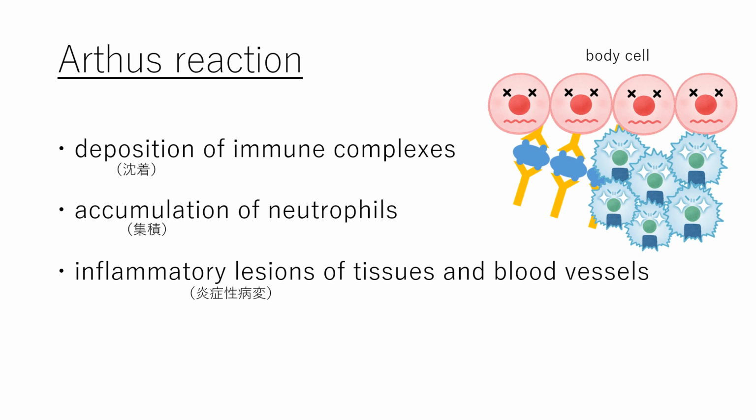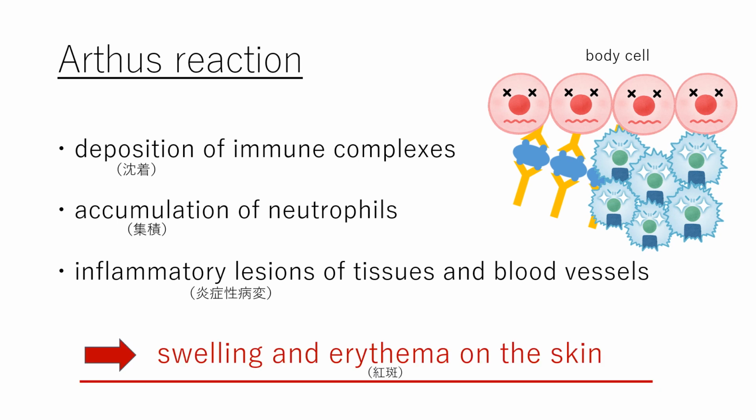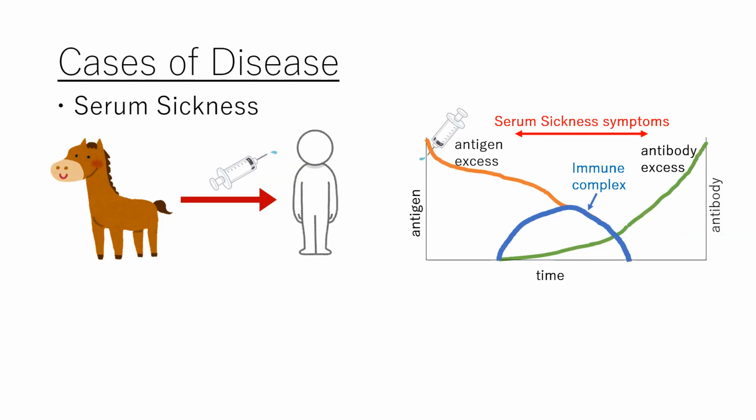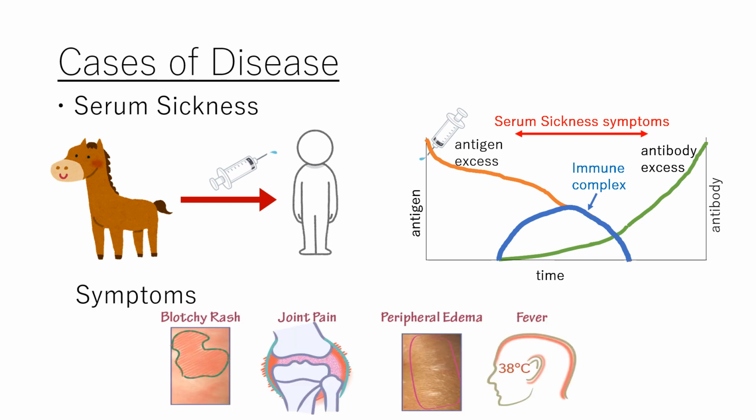When you see this reaction, you inject the antigen into the skin that has produced enough antibodies. You will see swelling and erythema on the skin after 3 to 6 hours. A typical example of a type 3 allergic disease in which an Arthus reaction occurs is serum sickness. Serum sickness is caused by immune complexes that can arise when non-human animal serum is administered for some therapeutic purpose. The main symptoms are blocky rash, joint pain, peripheral edema, and fever.